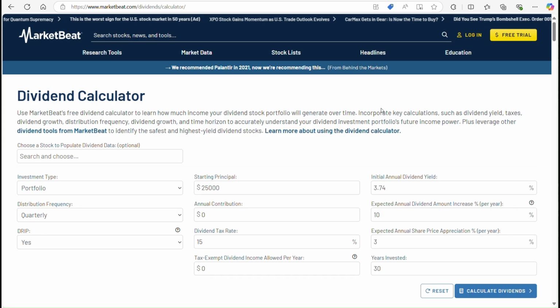So here we are at our dividend calculator, and we're going to be plugging in some information about SCHD, such as the fact that SCHD compounds quarterly. You get quarterly dividend payments, and the annual dividend yield is about 3.74%. For this example, we will be using an initial investment of $25,000, and we will contribute nothing annually. It is still possible to make these incredible gains even if you don't contribute anything at all.